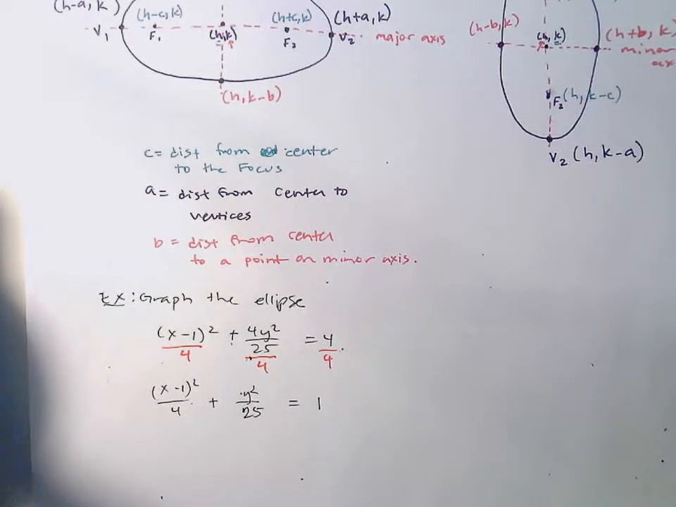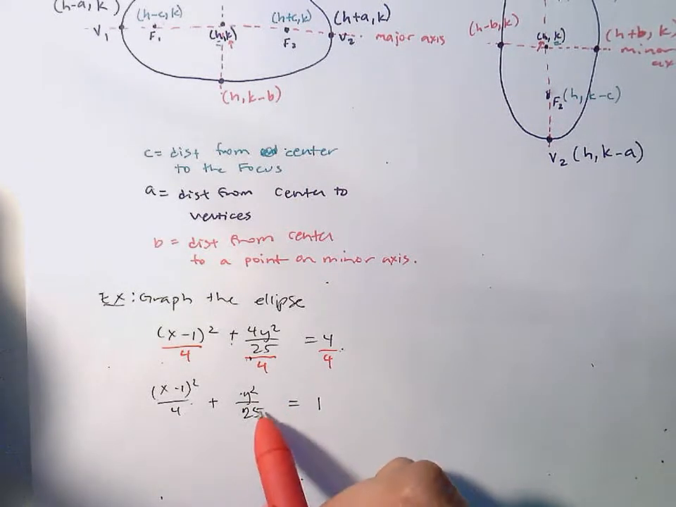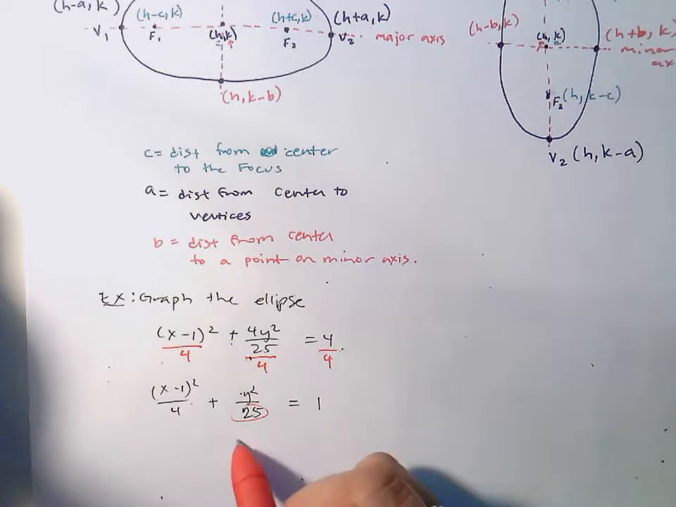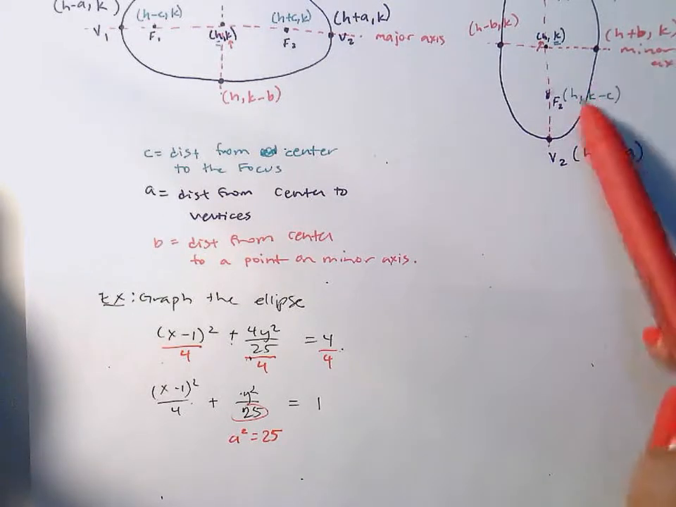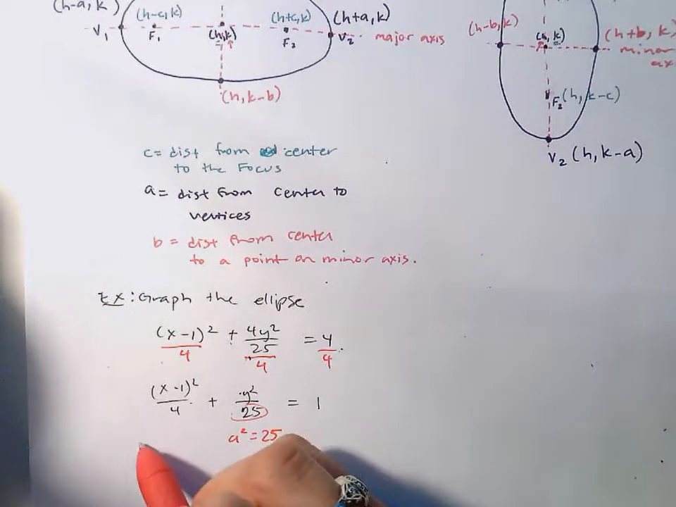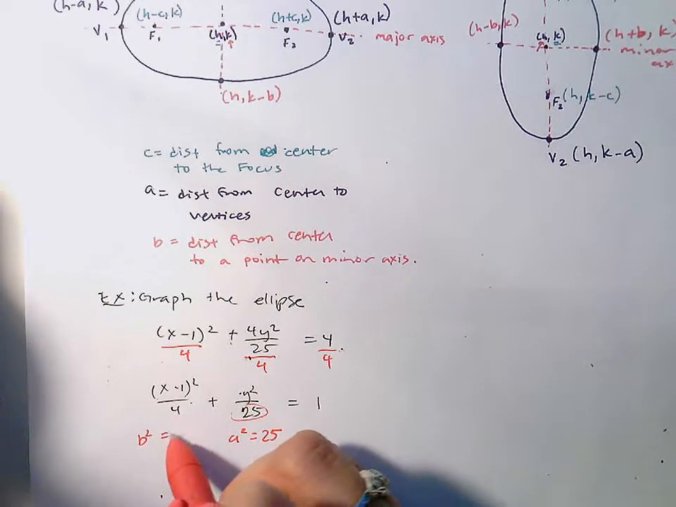And now we want to find what a is equal to and what b is equal to. In order to determine what a is equal to, find the biggest number in the denominator. The biggest number in the denominator is 25, which means that a squared is going to be equal to 25. So a squared is always going to be the bigger number in the denominator. This is also going to determine whether my ellipse is longer vertically or longer horizontally. Just as a reminder, if a squared is under the y, then it's going to be longer vertically, just like on this picture here. So b squared is just going to be the other denominator. So b squared is equal to 4.